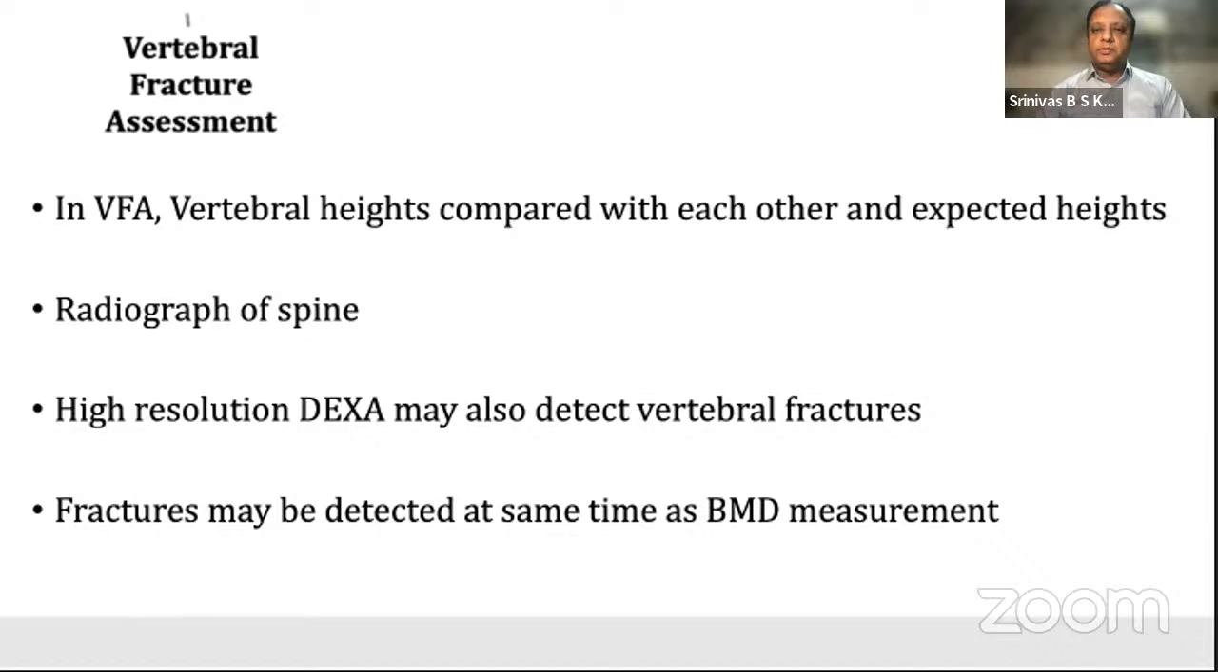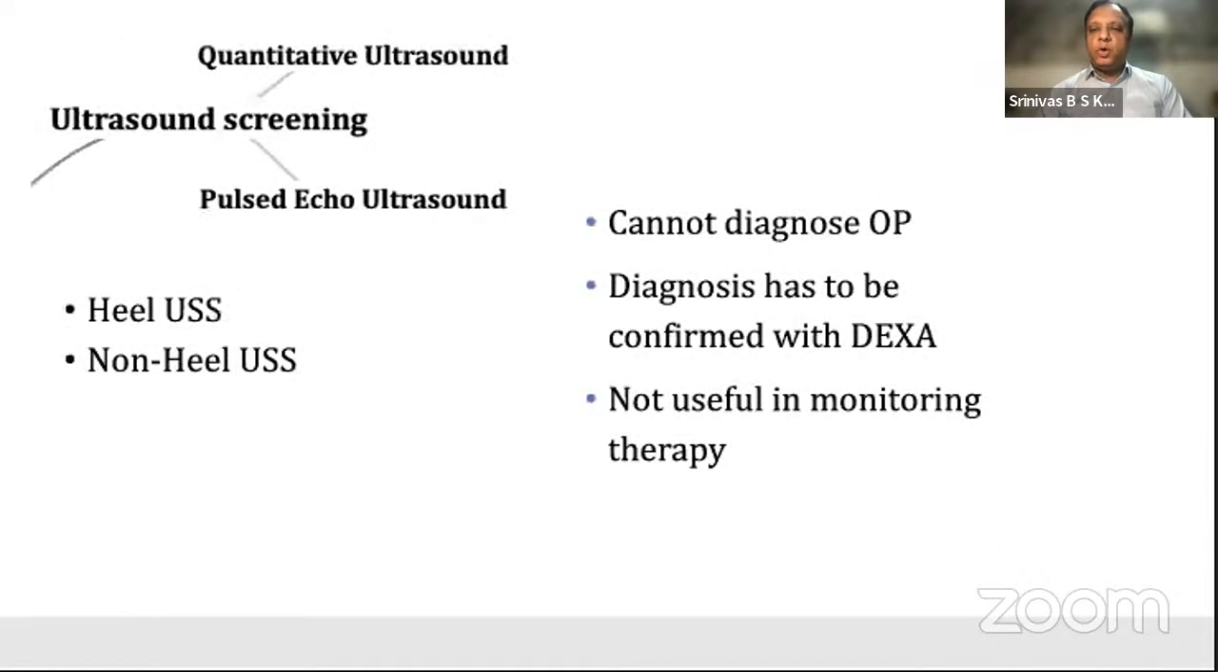The only validated site for quantitative ultrasound is the heel. Negative heel ultrasound without any clinical risk factors may be used to rule out osteoporosis, but it cannot be used to diagnose or monitor treatment. There are limitations in terms of accuracy, especially for larger individuals or individuals with certain medical conditions.